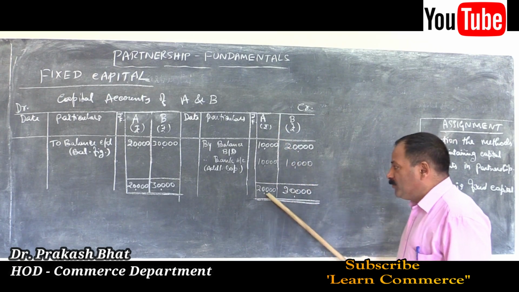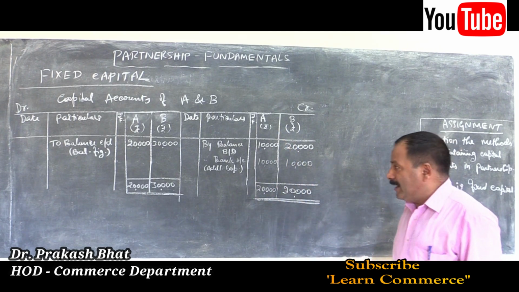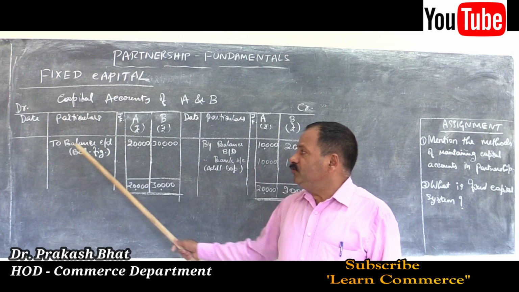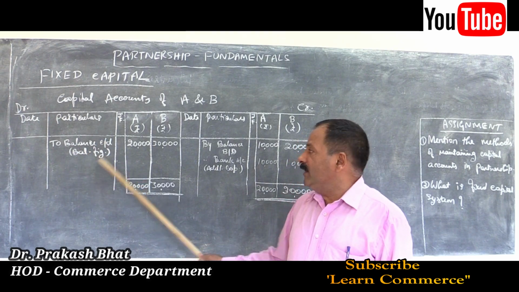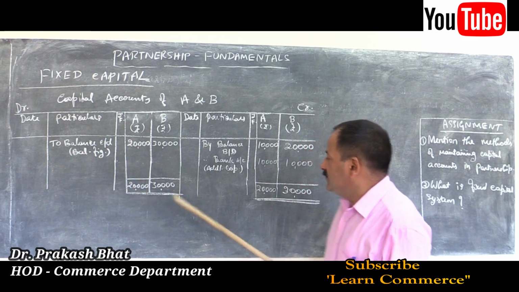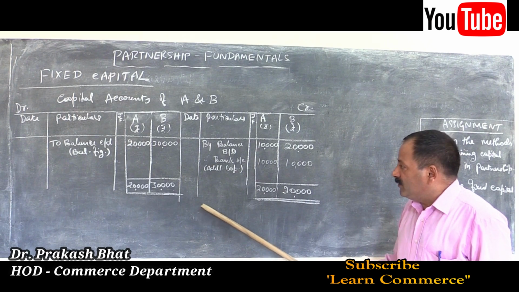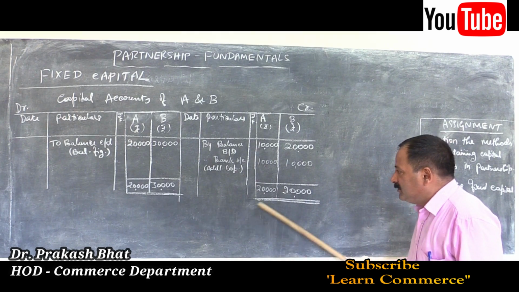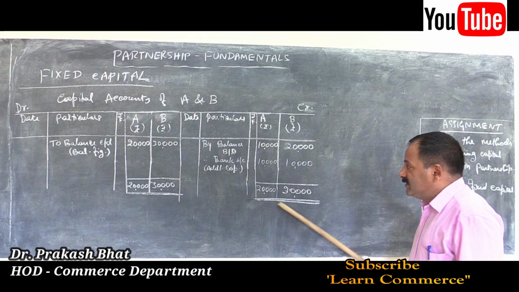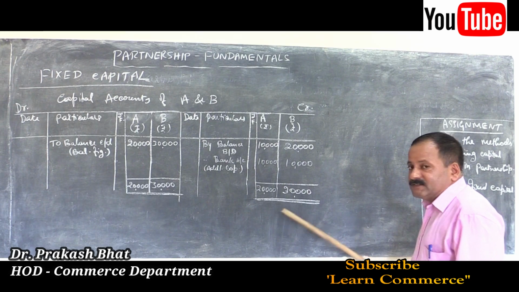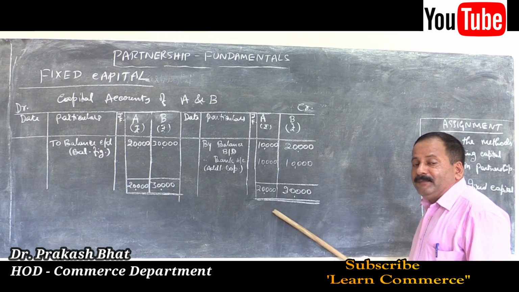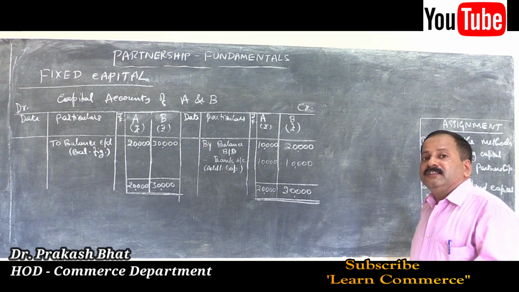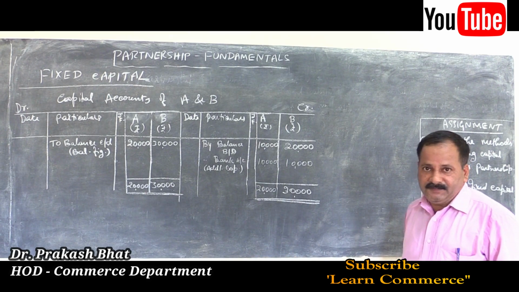Credit side total is 20,000 and 30,000 for A and B. So this is to balance carried down. This is the balancing figure, 20,000 and 30,000. This would be brought down as by balance brought down, rupees 20,000 and 30,000. This is the balance of the partners' capital account at the end of the year, I mean the opening balance of the next year.